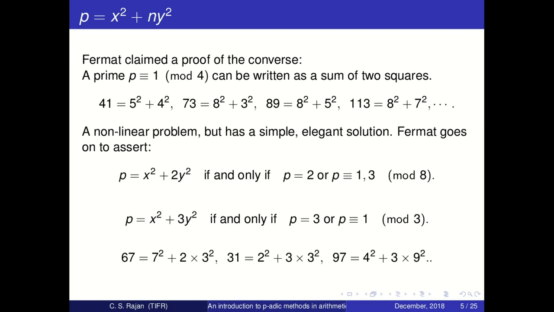Suppose you take 5, which is of course 2 squared plus 1 squared. 13 is 3 squared plus 2 squared. But you can take other numbers, I just took some examples: 41 is 25 plus 16, 73 is 64 plus 9, 89 is 64 plus 25, 113 is 64 plus 49, and so on. So you can write these as a sum of two squares.